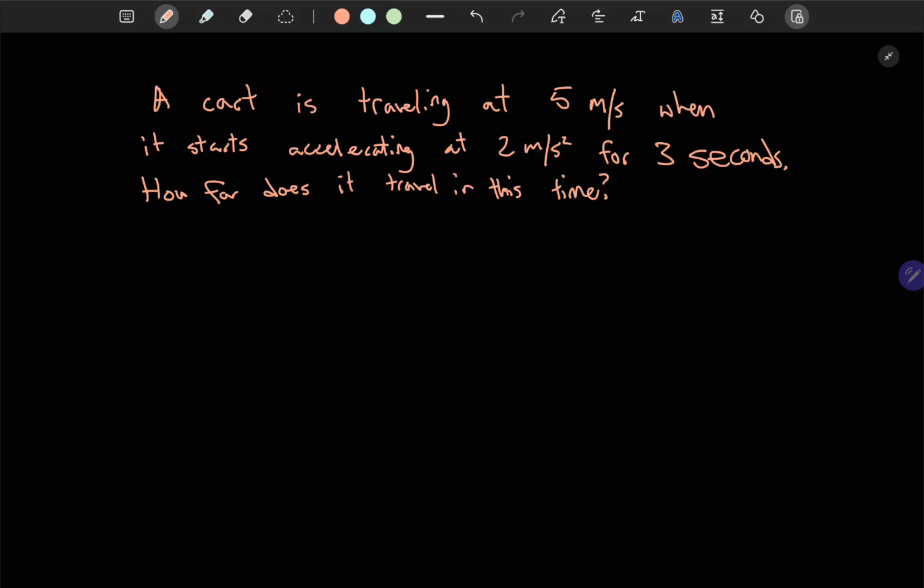So for our last question, we have a cart traveling at 5 meters per second when it starts accelerating at 2 meters per second squared for 3 seconds. How far does it travel in this time? Well, to start, we know that its v initial is equal to 5 meters per second. Its acceleration is equal to 2 meters per second squared. And it does this for a time of 3 seconds. So we're missing its distance. And we don't have final velocity.